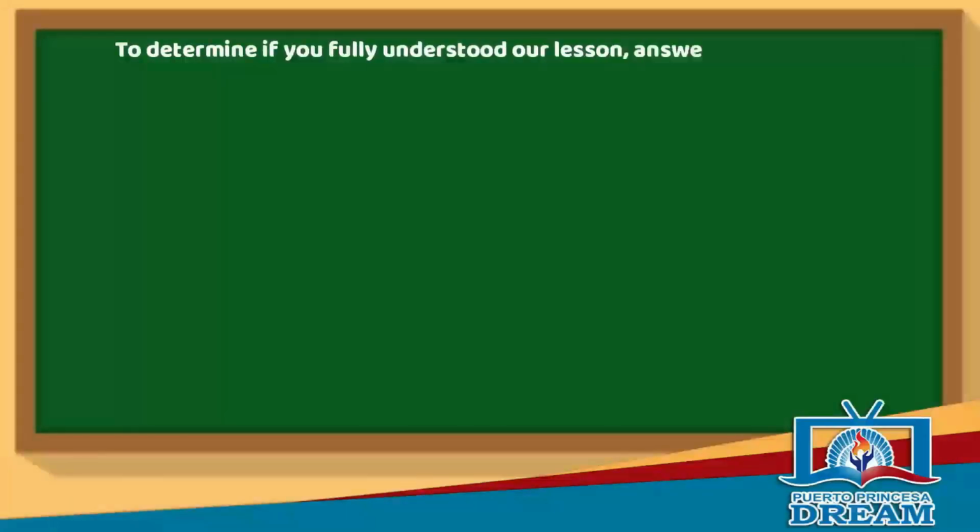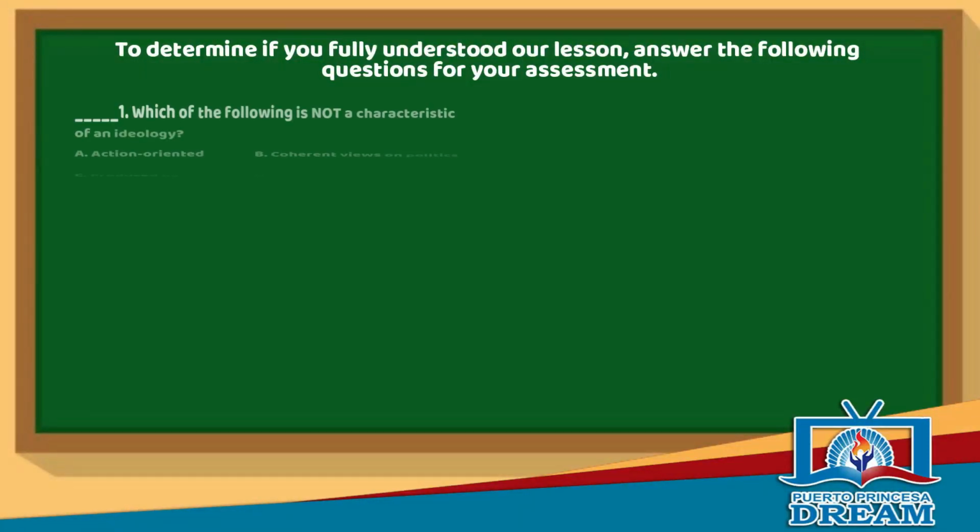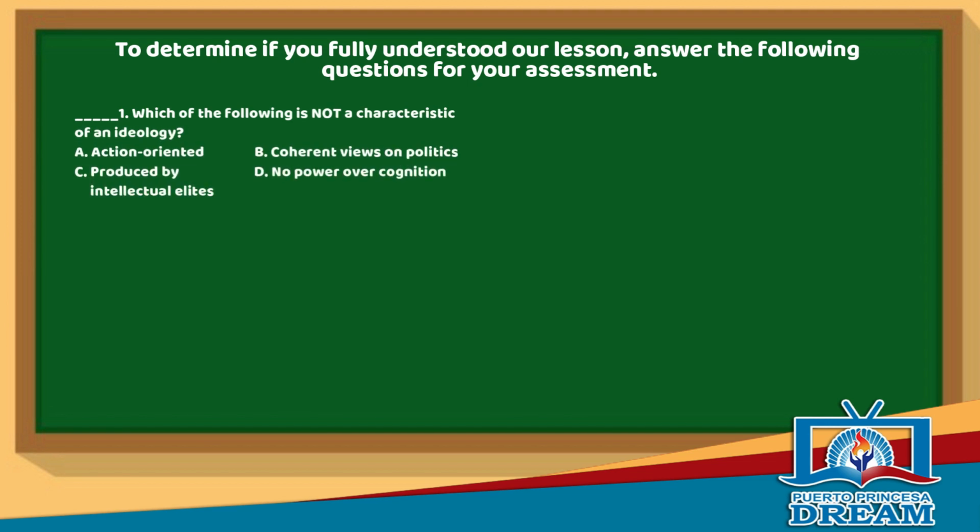To determine if you fully understood our lesson, answer the following questions for your assessment. Number 1. Which of the following is not a characteristic of an ideology? Letter A. Action-oriented. Letter B. Coherent views on politics. Letter C. Produced by intellectual elites. Letter D. No power over cognition.